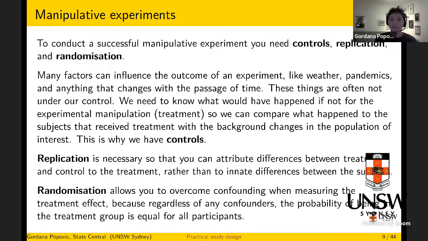So that's the controls. Replication: you have to have replication so that you can attribute differences between treatment and control to the treatment, rather than the innate differences between subjects. This will make sense in a minute. And then randomization really allows you to overcome confounding when measuring the treatment effect. This is because regardless of any confounders, the probability of being in the treatment group is equal for all participants. So that's how you can remove confounding in manipulative experiments.